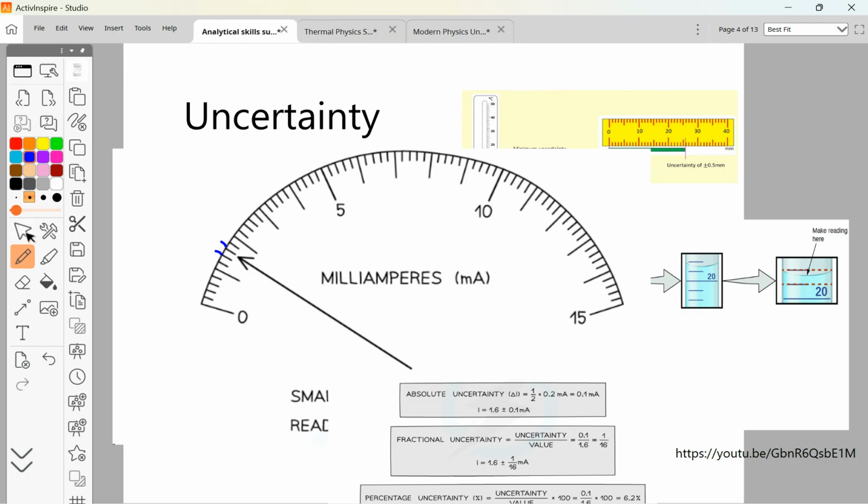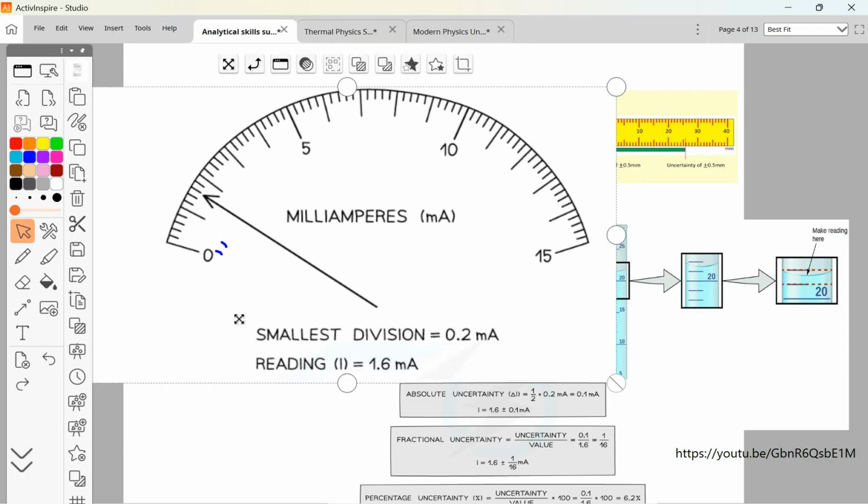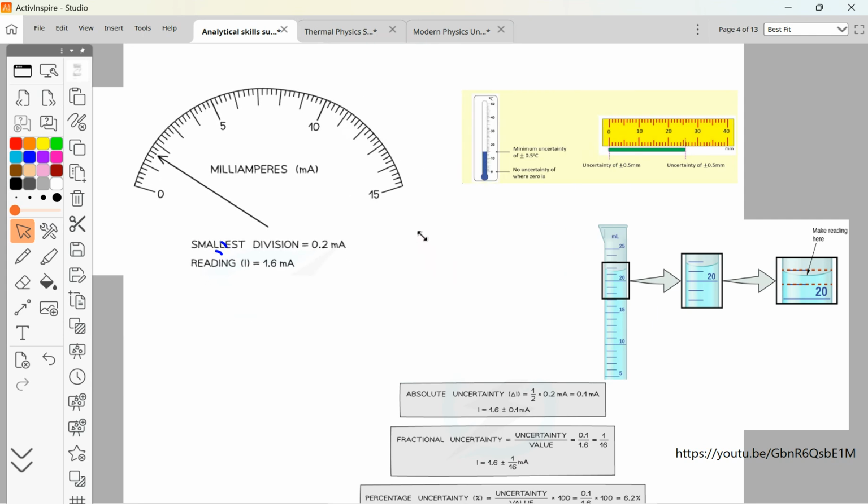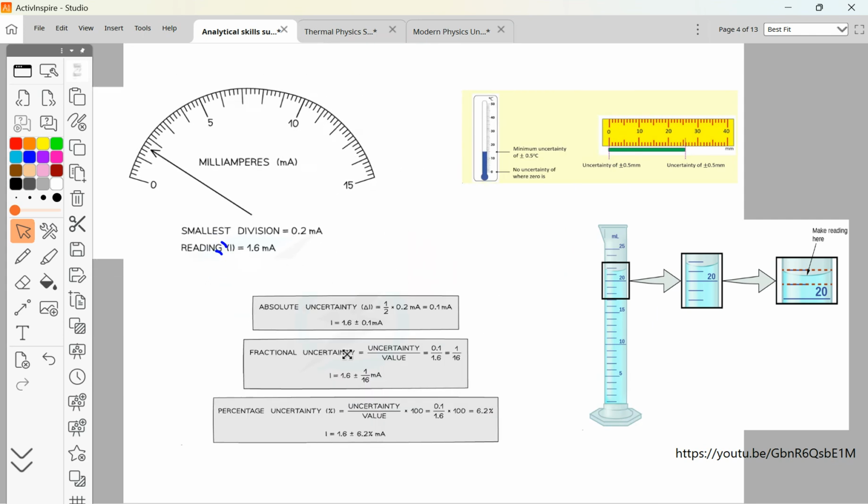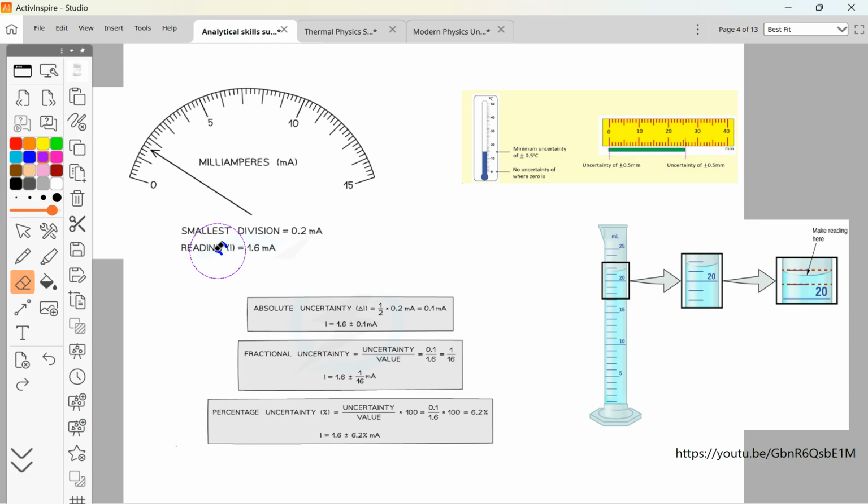So we would say plus or minus, and please make sure that you write these down correctly. The smallest reading is 0.2 milliamps. If you look at the intervals here, it's 0.2 milliamps, so half of that would be 0.1 milliamp. So when you're taking your reading, you take your reading and then you say plus or minus 0.1. So that's the absolute uncertainty.